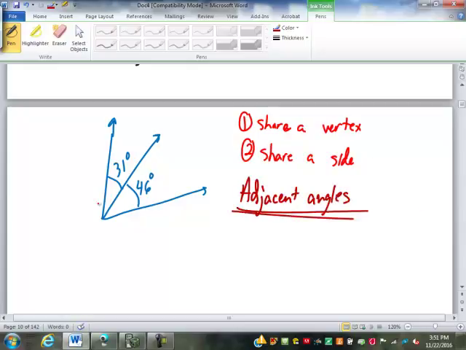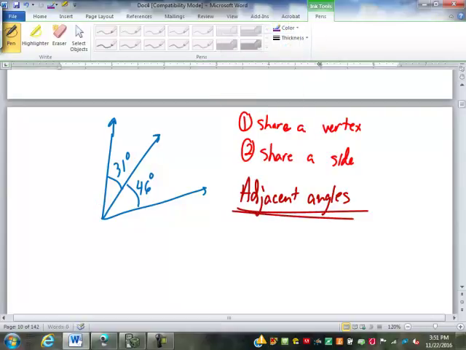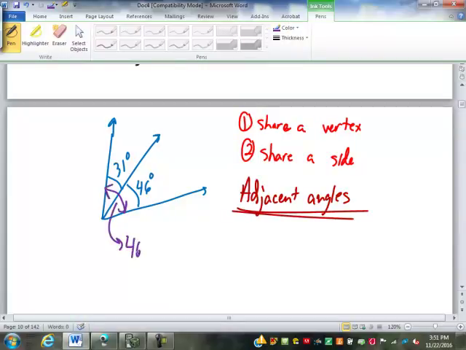And here I only have two angles that are adjacent to each other, but I can have 3, 4, or more angles that are adjacent. They have to share a common vertex, and they have to share a side with one of the other angles. But the nice thing about adjacent angles is they are what we call additive. So if I wanted to find this whole big angle here, all I have to do is add together the 46 and the 31. You get 77 degrees. That's that larger angle.